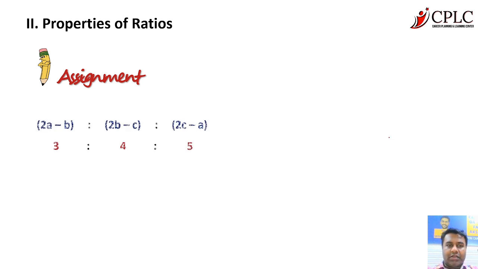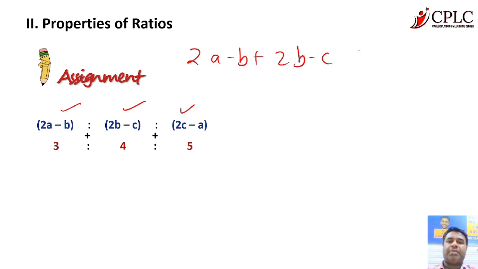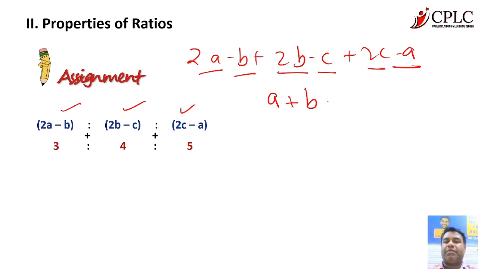Okay. So the relation is very simple. You might not observe it in the first shot, but the relation is very simple. Just add all these three terms. So you add 2a minus b plus 2b minus c plus 2c minus a. So 2a minus a will give you a. 2b minus b will give you b and 2c minus c will give you c.